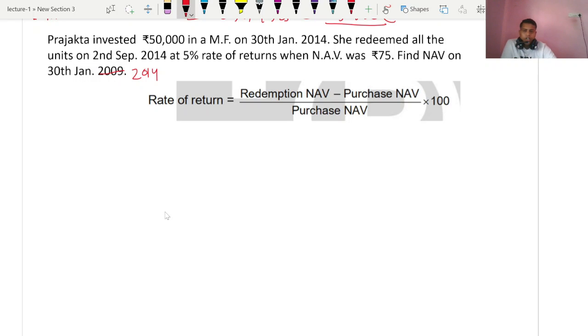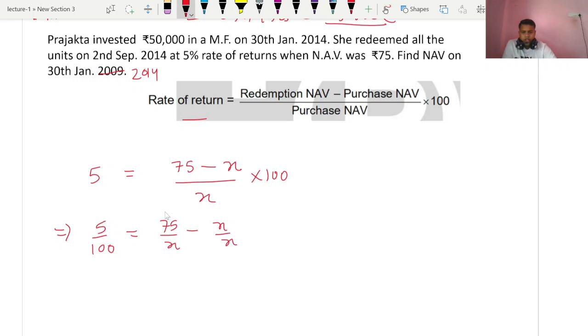So this is the formula of rate of return. Rate of return is equal to redemption net asset value minus purchase net asset value by purchase net asset value into 100. So redemption means when you're selling the mutual funds. So given rate of return is 5% equal to redemption net asset value, 75 rupees, minus purchase net asset value, which you have to find out. So this will be x divided by x into 100. So we can do this as 5 by 100 equal to 75 by x minus x by x.